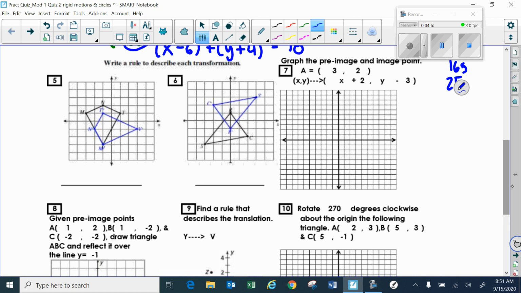Okay, it didn't reflect directly across the y-x axis here, right? It didn't go from here down to here, so that's not a reflection across the x-axis. So therefore, there's a pretty good chance it's probably a rotation. And if you look visually, you can see that it got rotated.